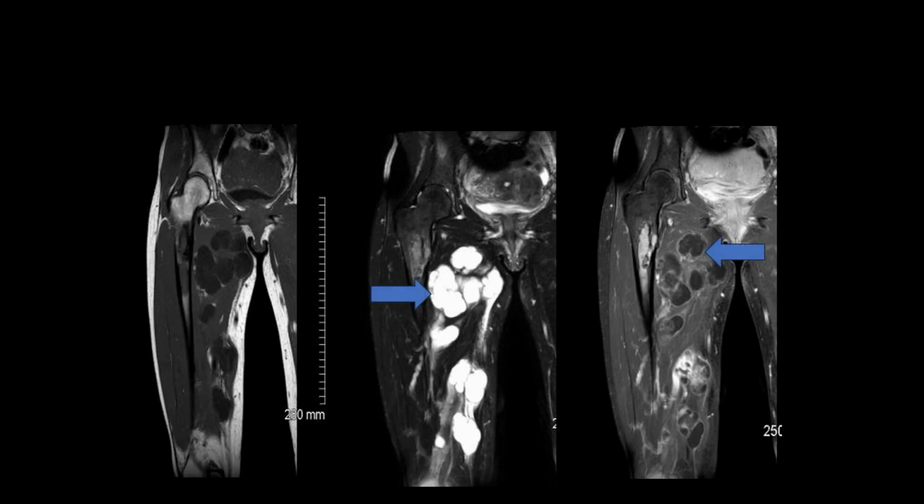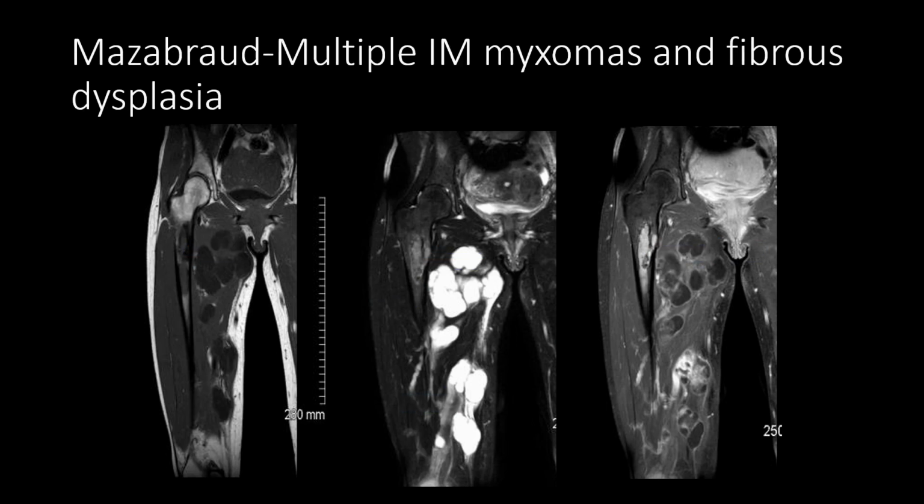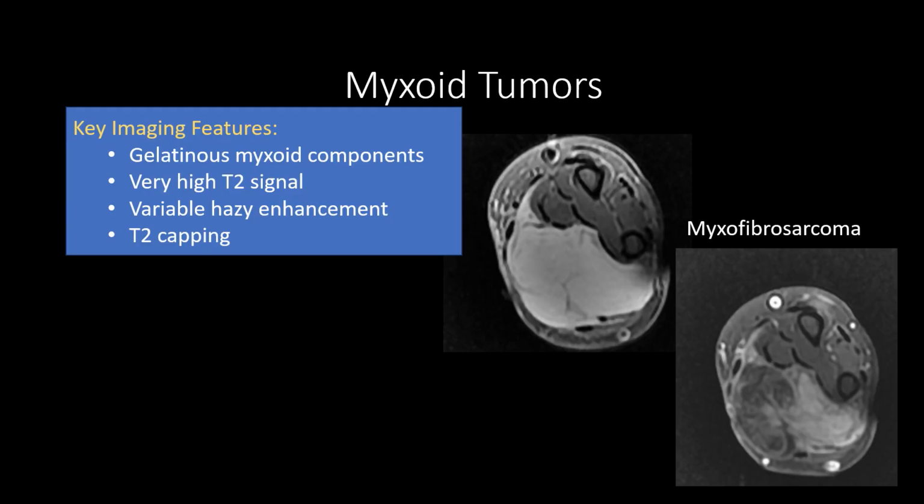This is just a fun case. Multiple intramuscular myxomas. We've got some T2 capping in a patient with fibrous dysplasia. This is something called Mazabraud syndrome.